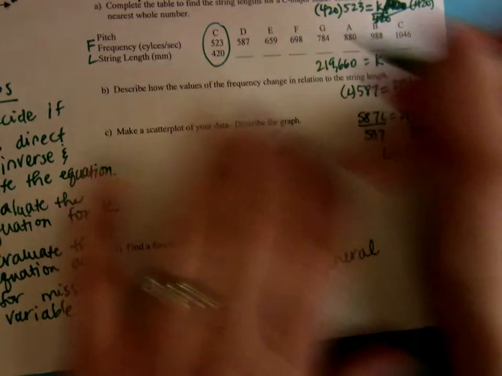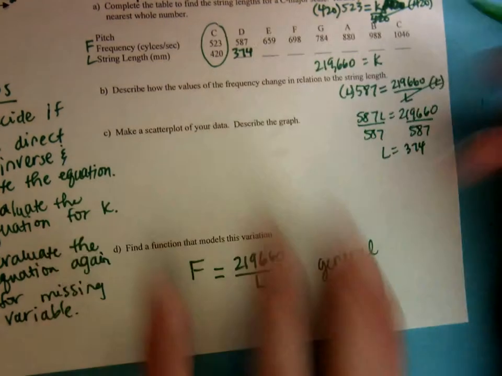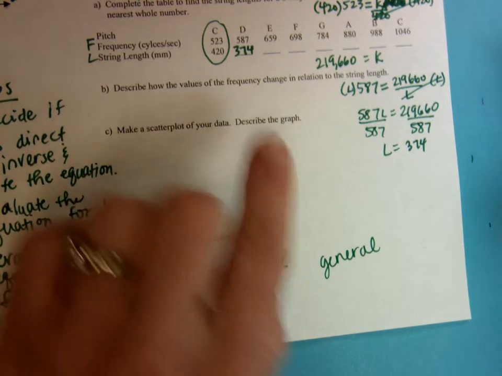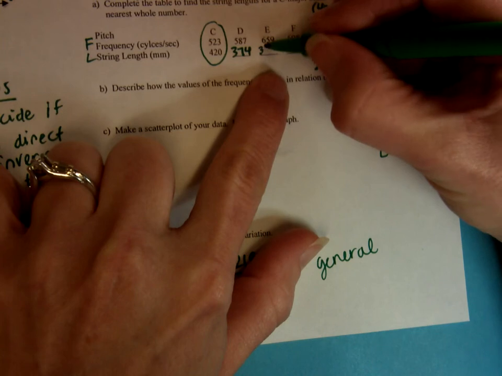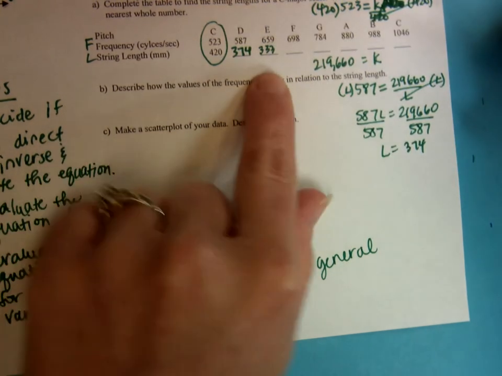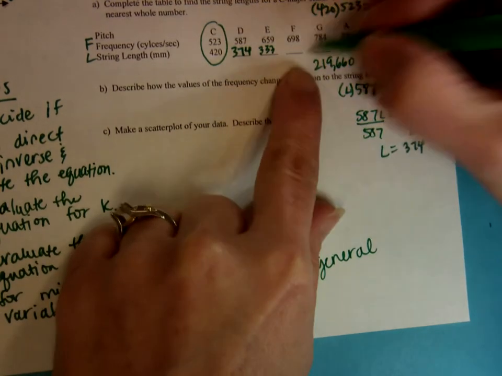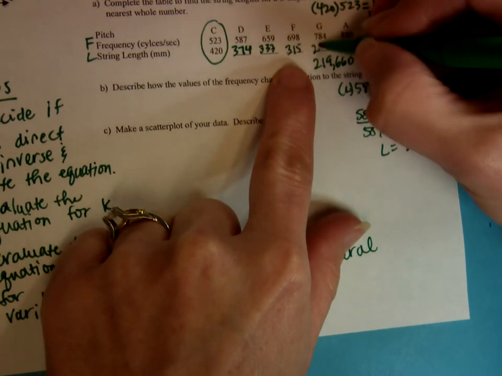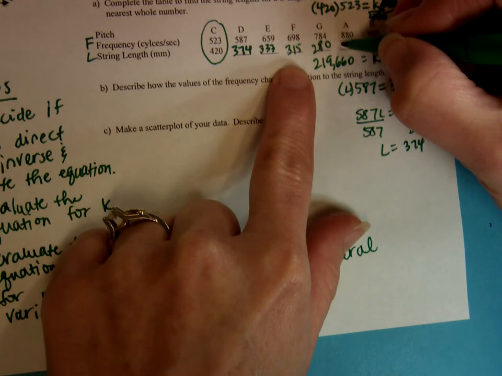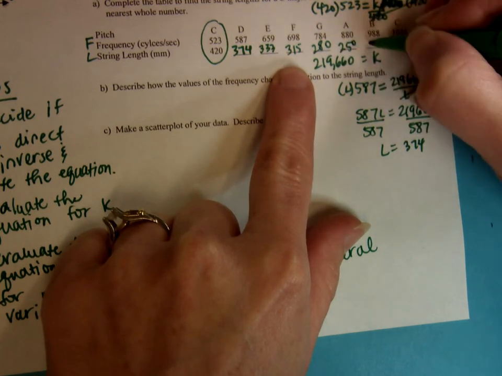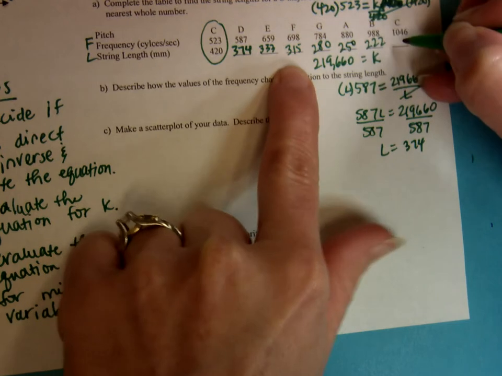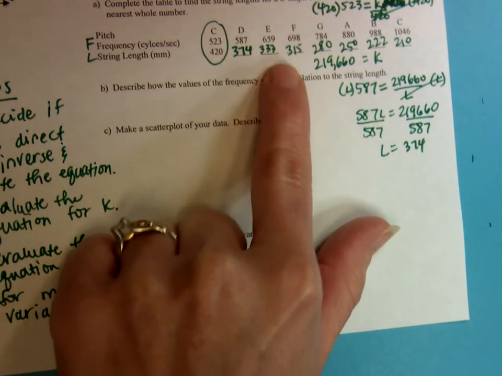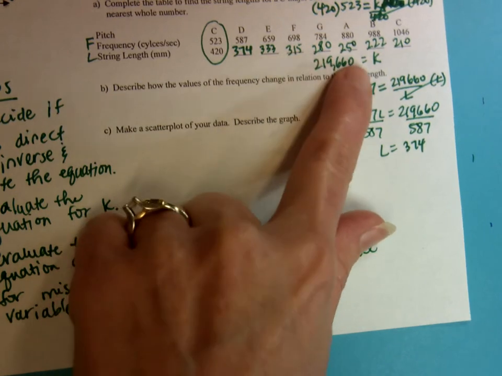That's the process that we would use to figure out all of these, but I'm not going to have us do that to save time. So the next one is 333. That's letter E. Then it's 315. Then 280. 250. 222. And 210. So the values are 374, 333, 315, 280, 250, 222, and 210.